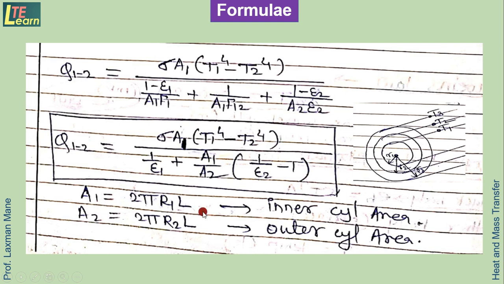Here area A1 is the area for the inner cylinder, its radius is R1. A2 is the outer cylinder, the outer surface area of this cylinder, 2 pi R2. T1, T2, T3 are the surface temperatures. T1 is the inside temperature, T3 is the outside temperature.